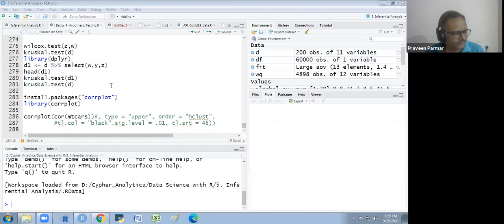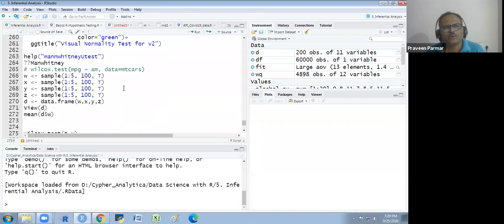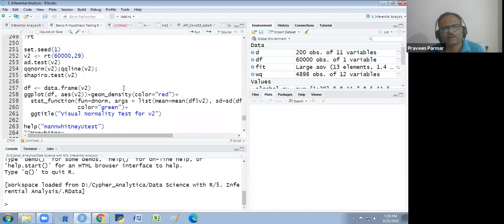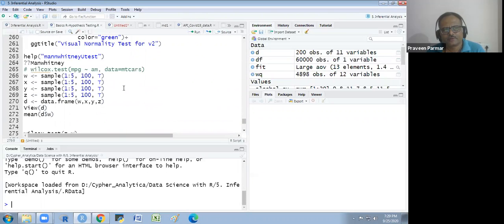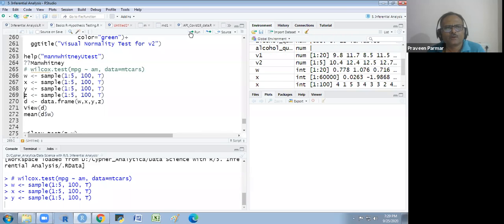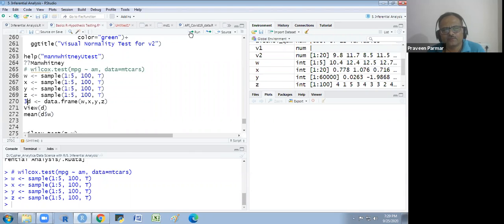And today we see the non-parametric tests like the Wilcox test and Kruskal-Wallis test. The Wilcox test we use for Likert scale type data. So I am creating a few vectors here, 1 to 5, 500 times, Likert data W, X, Y, Z, and I'm making a data frame of all of this.